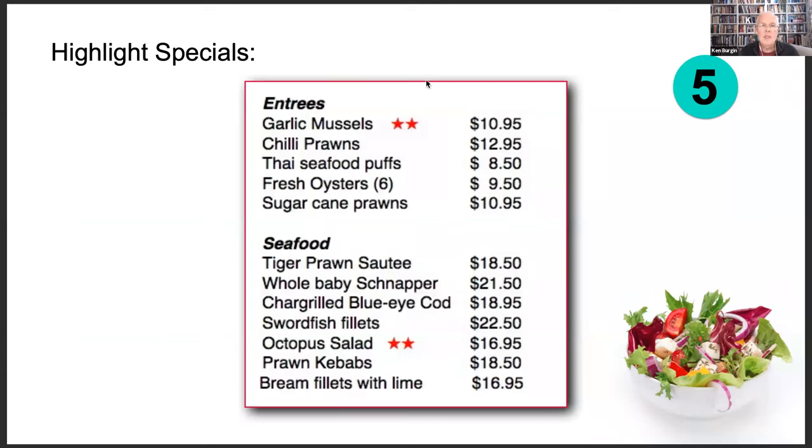Another simple one is just highlighting specials. Now, I just put a couple of stars there, but you could put them in a box or you might put a little symbol beside it or something like that. Just by drawing attention to something, you will sell more of them. So which ones will I draw attention to? Maybe it's some kind of special that you're enthusiastic about, but I'd love to think that the ones you draw attention to are the ones that are the most profitable, the ones that have the best gross profit margin.